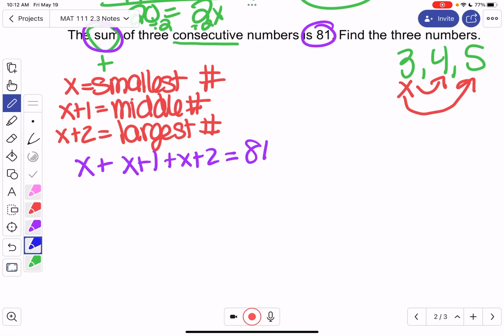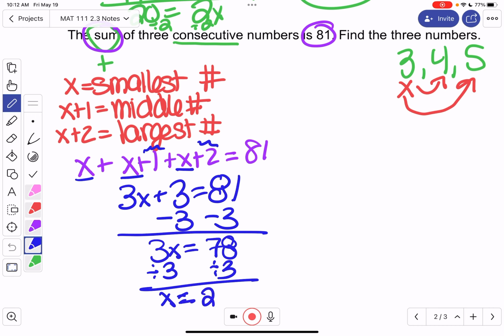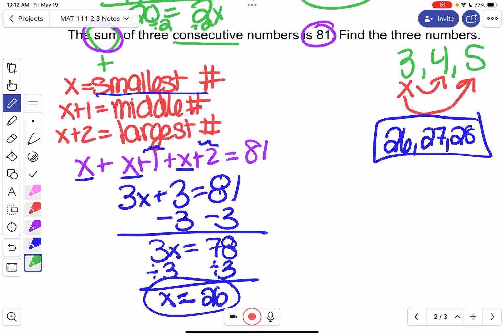Now we solve that. So we just combine like terms. Here we have 3 x's. Then we're going to add 1 plus 2 is 3 to get 81. Solve that. So subtract 3 from both sides, and we get 3x equals 78. Then we're going to divide by 3 to get the x alone, and 78 divided by 3 is 26. So this tells us our smallest number is 26, meaning 26, 27, and 28 are our numbers. The way to check that is to add them together. 26 plus 27 plus 28. If I add those together, I get 81, so it works.